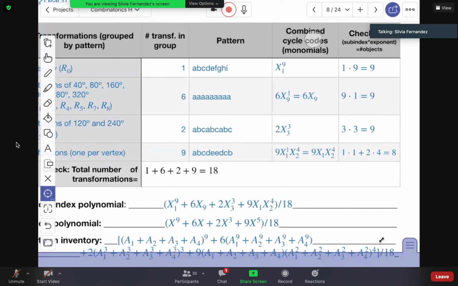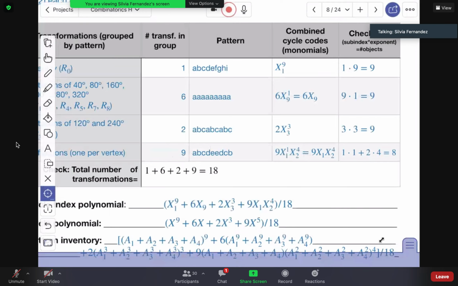So I called it the combined cycle code because I'm actually doing 9 transformations at once. So it's 9 of them. And then what is this? There's one letter that appears once, and 4 letters, B, C, D, E, that appear twice each. So that's my cycle code, and that's it.